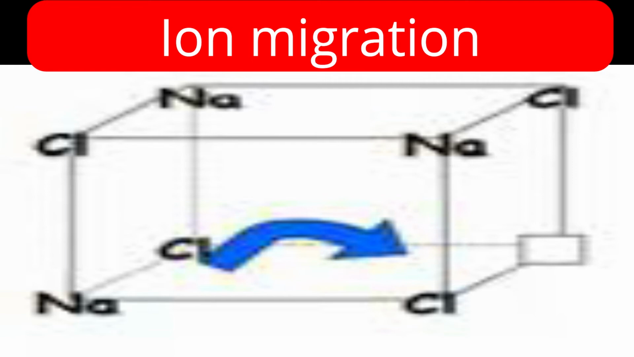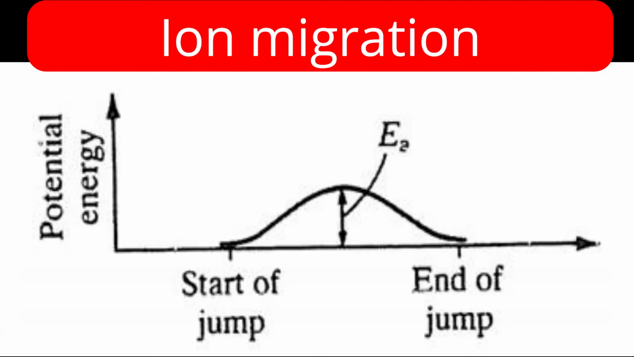Upside gaps are there. Where gaps are there, it will jump and then go out. Then to do all those things, it needs the energy of activation. Yes, that will be clear by the graph. See here. Start of jump means original position of the sodium ion.